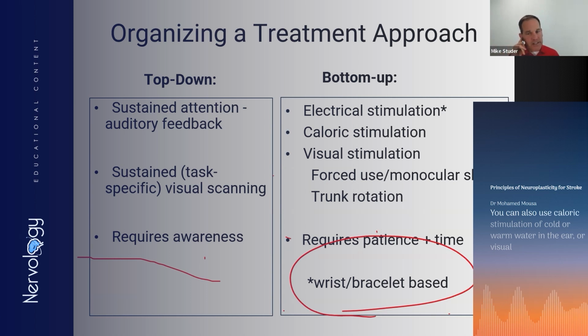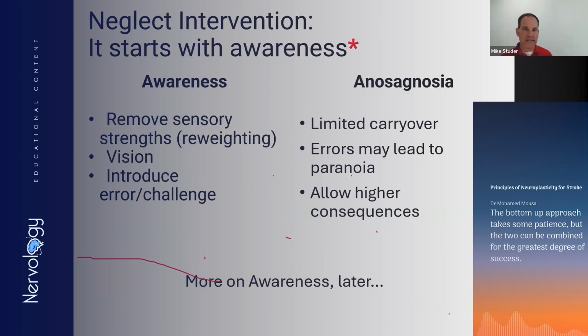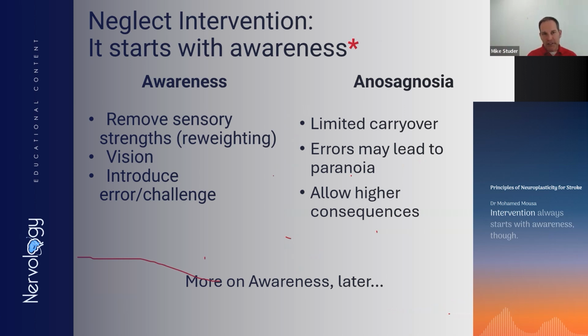You can also use caloric stimulation of cold or warm water in the ear, or visual stimulation where you end up patching one eye to force the individual to prioritize the other. The bottom-up approach takes some patience, but the two can be combined for the greatest degree of success. Neglect intervention always starts with awareness, though. If someone doesn't realize that they're neglecting the world or their body, their rehabilitation is not going to be as successful.